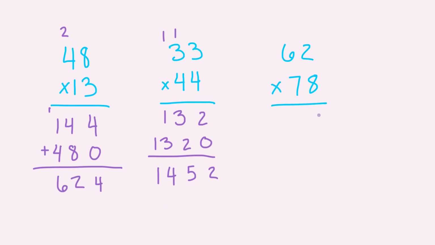Finally, 62 times 78. 8 times 2 is 16, carry the 1. 8 times 6 is 48, plus 1 is 49. Drop the 0. Now 7 times 2 is 14, and we carry the 1. 7 times 6 is 42, plus 1 is 43. Once again, we add up the rows to get our final answer.